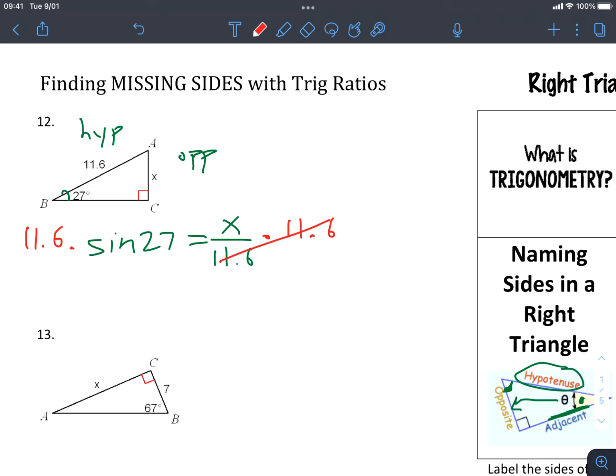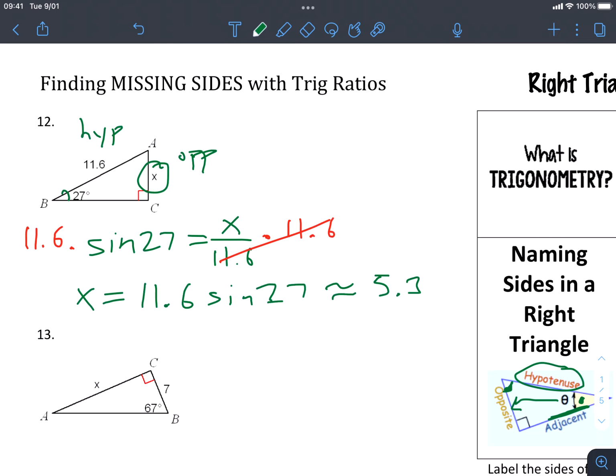The beauty of that is these two 11.6s end up canceling each other out, and I'm left with x. And x is equal to 11.6 times the sine of 27. So in your calculator, you can input 11.6 times the sine of 27, and you'd get approximately 5.3. So what we've found is that this side here is about 5.3.